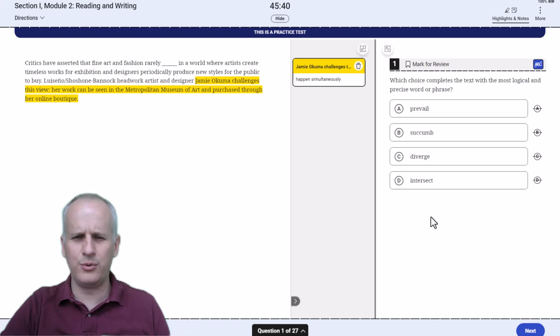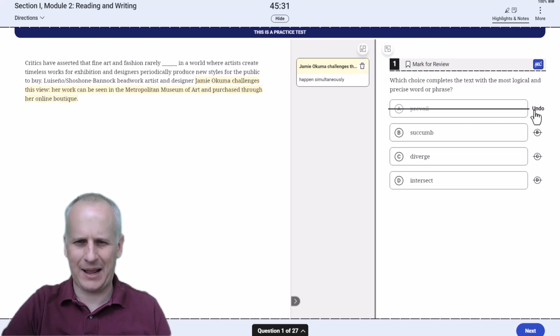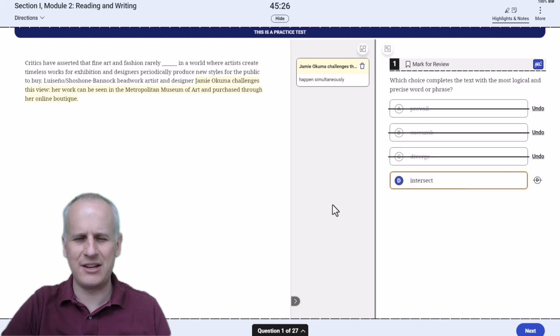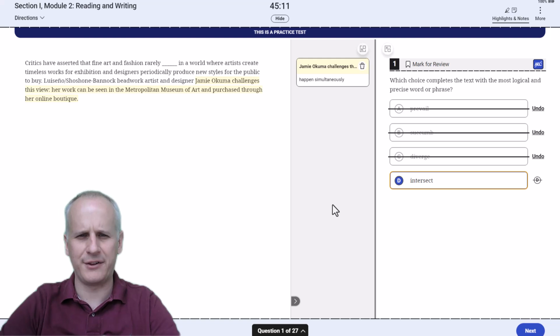And now we're going to go to our answer choices and cross-check them against this prediction, not just plug and playing. So prevail certainly does not match happen simultaneously. Neither does succumb. Neither does diverge. Intersect certainly does, and you'll want to read this choice back into the sentences to make sure that you've got an overall coherent narrative. So we read, critics have asserted that fine art and fashion rarely intersect in a world where artists create timeless works for exhibition and designers periodically produce new styles for the public to buy. Luiseno Shoshone Bannock beadwork artist and designer Jamie Okuma challenges this view. Her work can be seen in the Metropolitan Museum of Art and purchased through her online boutique, and that should be a narrative that flows.